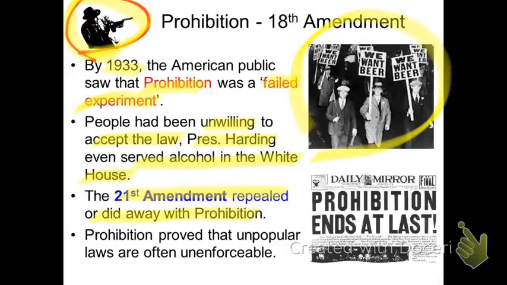Here's an example of some men who are picketing. We want beer. We want beer.